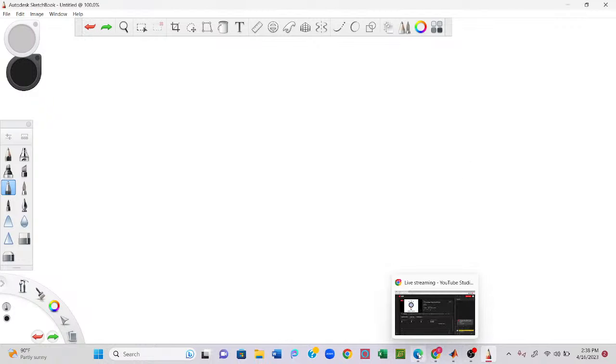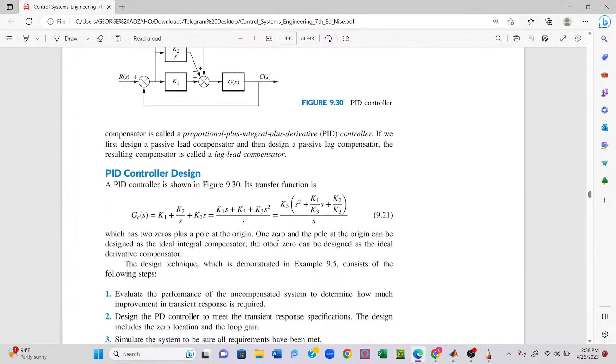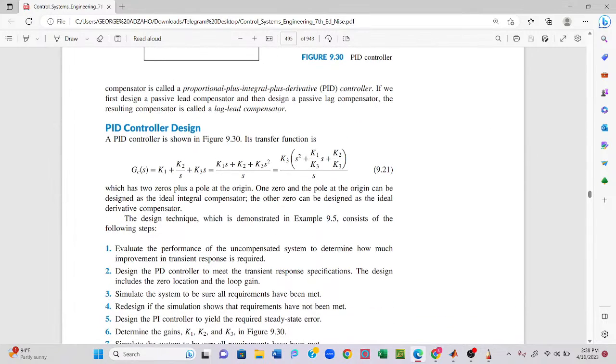And we all know the transfer function for the PID compensator is the following.